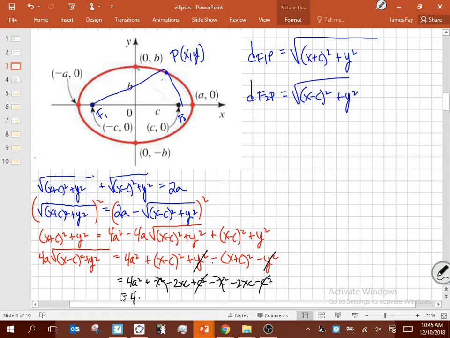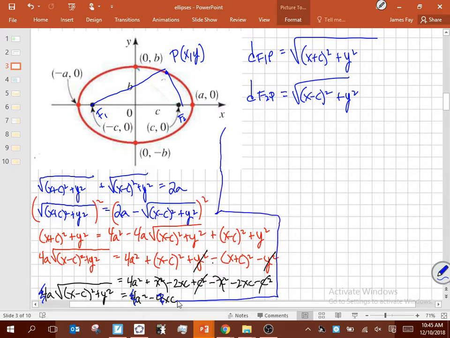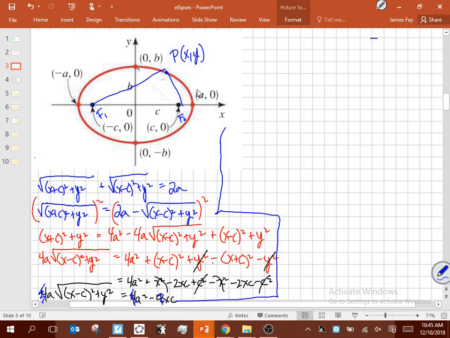And I'm going to have 4a squared minus 4xc is equal to 4a times the square root of x minus c squared plus y squared. Another radical. I should be able to take a 4 out of everything, so let's wipe those 4s out. That's going to be nice. Let's bring this statement up here, where we've got a times the square root of x minus c squared plus y squared is equal to a squared minus xc.